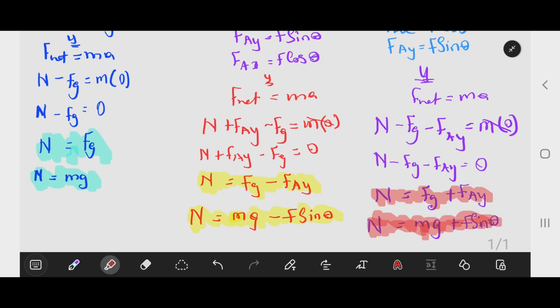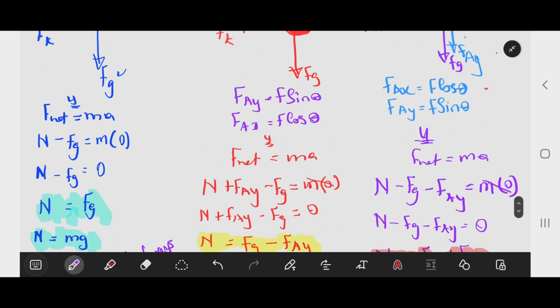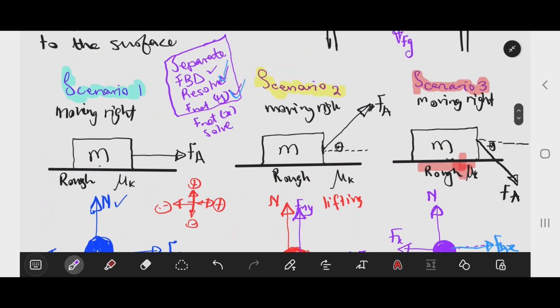So just note that the normal force is not always equal to Fg, right? You always have to calculate your normal force using the steps that we follow to analyze these kinds of questions. So now let us look at the normal force on an inclined plane.